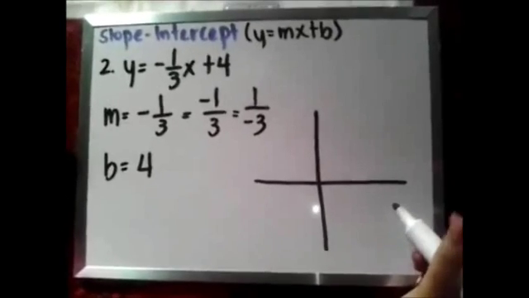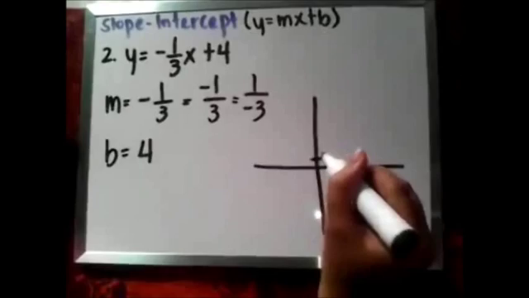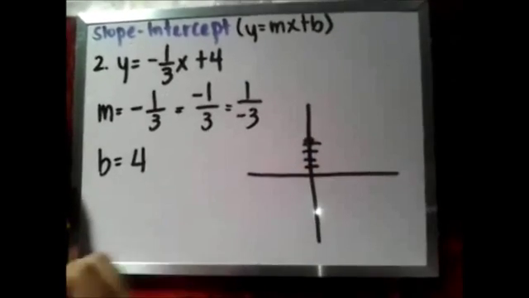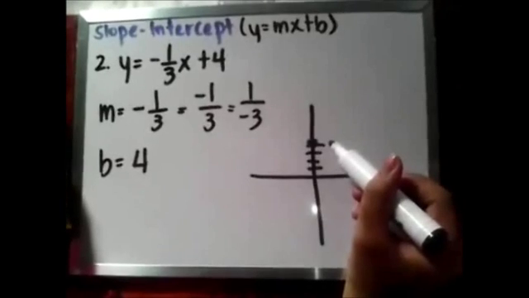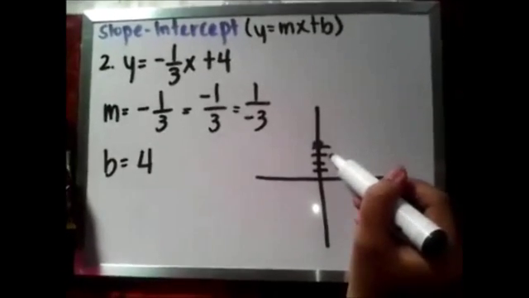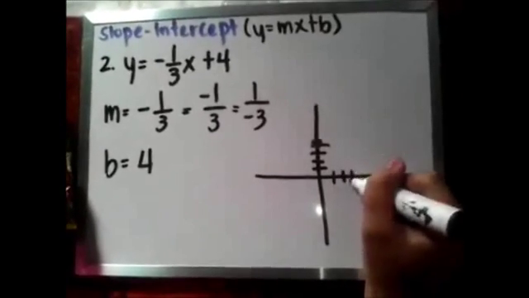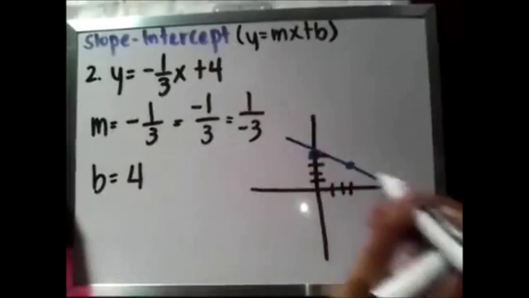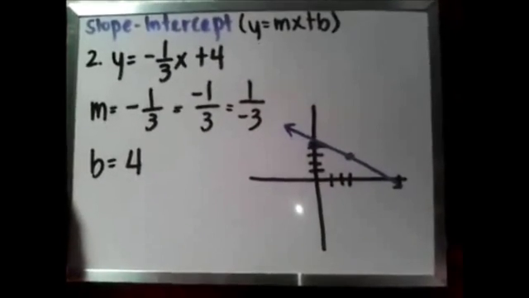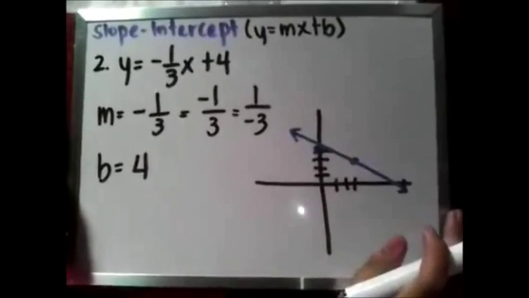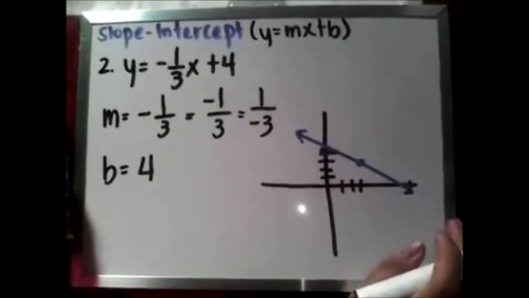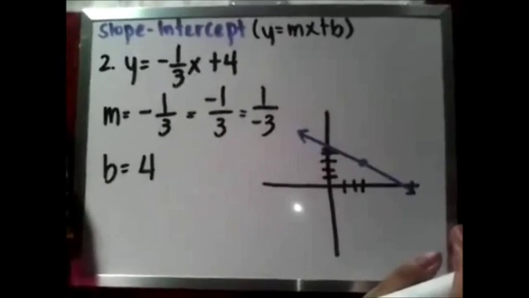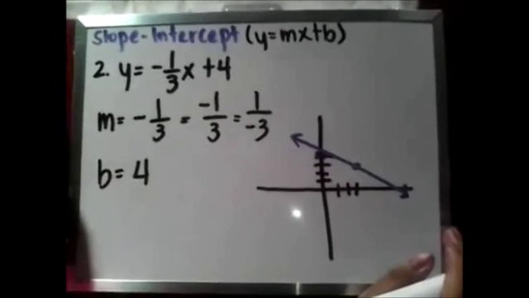So our y-intercept is 4, so we need to go upward 4 times. 1, 2, 3, 4. Then, since our slope is negative 1, you will go downward once. Then run 3 times. Then connect the points. So as you observe, the graph points to the left because our slope is negative. So remember in the kinds of graph, if your slope is negative, the graph points to the left. So that will be the graph for the equation y is equals to negative 1/3 x plus 4.